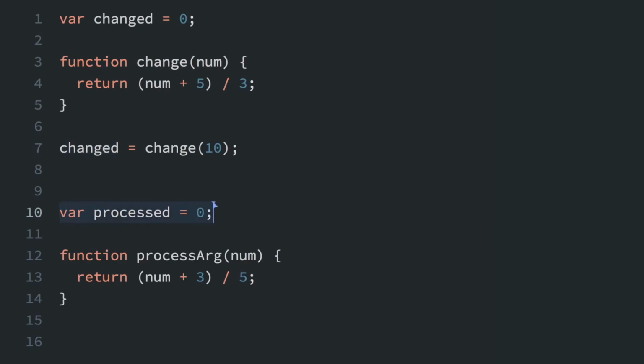We can do the same thing down here. First, we initialize the variable processed, and processArg is going to return the result of this mathematical expression. So I can set processed to equal what this function returns. So I can say processArg, and then I'll just pass in the number 7 here. And now processed equals the result of this mathematical expression.